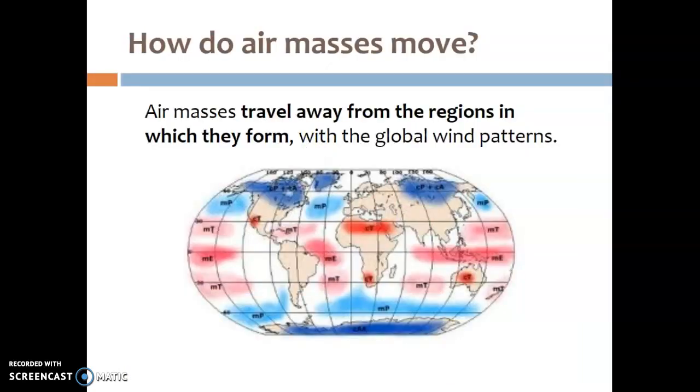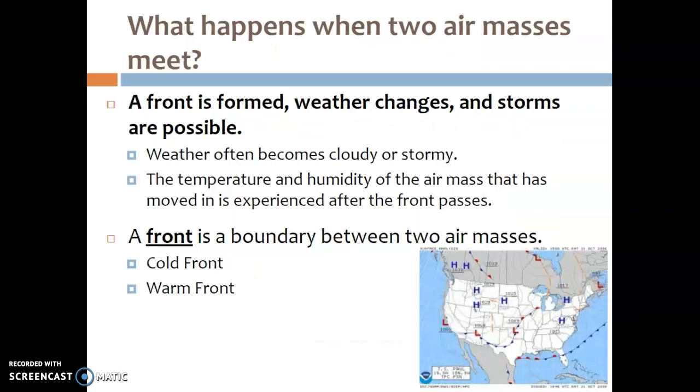How do air masses move? Well, air masses travel away from regions in which they form with the global wind patterns. So if you look back at a couple of presentations, you'll see where winds tend to push, and that tends to be how air masses move. We get a lot of ours from the west or from the northwest, and sometimes from the south. It depends upon the time of year and which direction the air is moving.